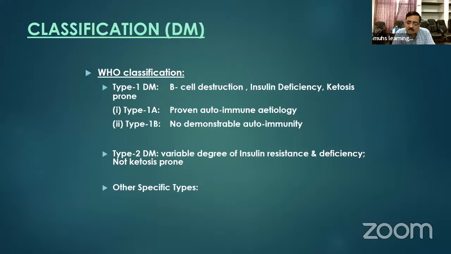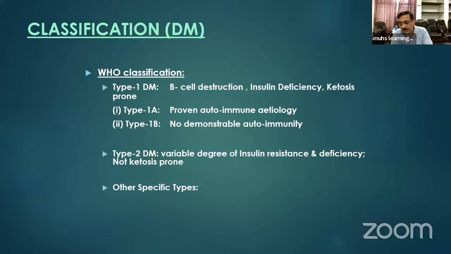In type 2 diabetes, there is a variable degree of insulin resistance and deficiency. Ketosis is less common than in type 1 diabetes.